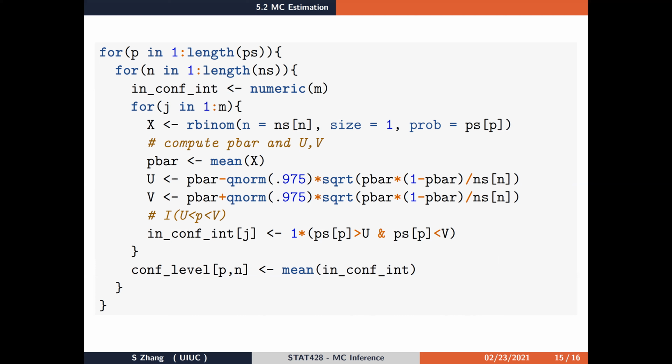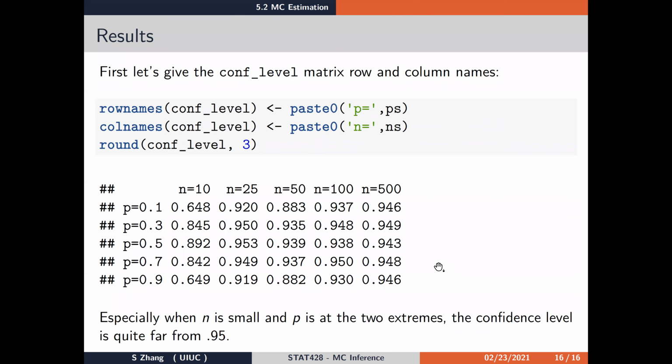The last step will be computing the mean of the indicator functions. So for the particular p and n value, the confidence level is going to be the mean of the inconfint vector, so the proportion of times the true p is within this interval. And here are the results.